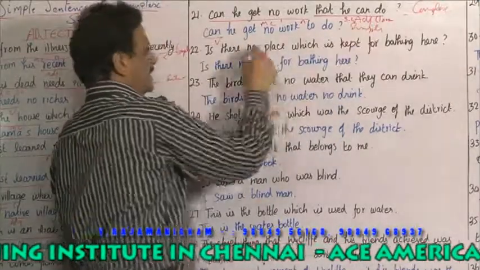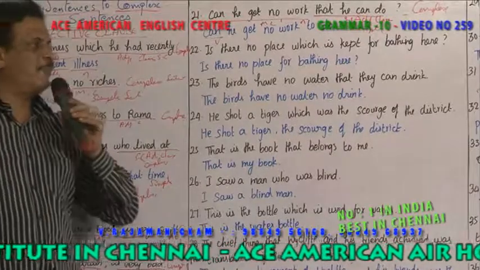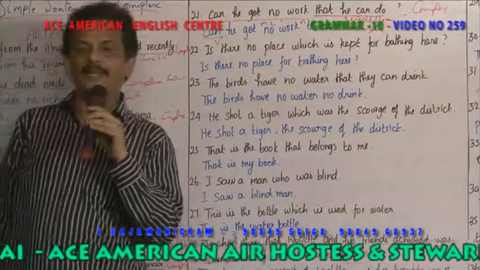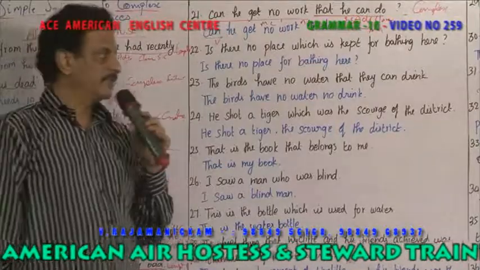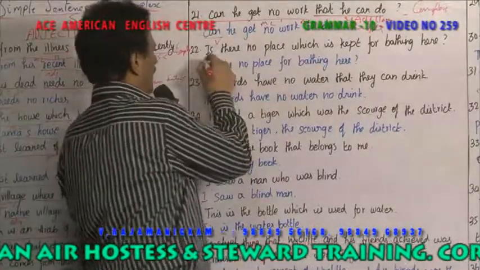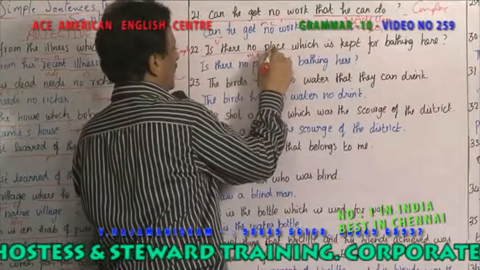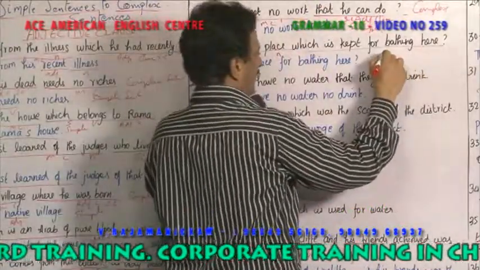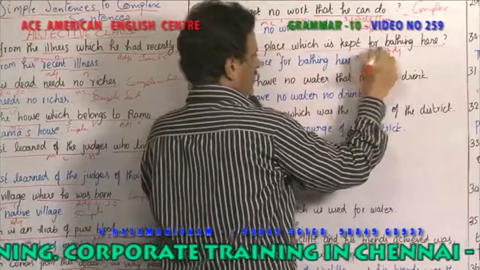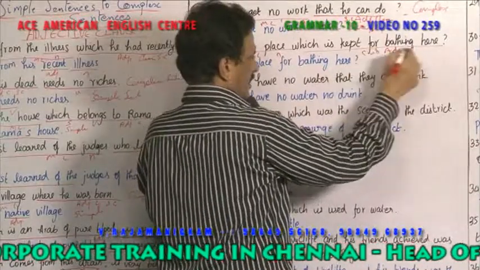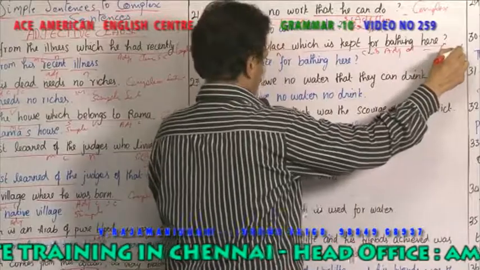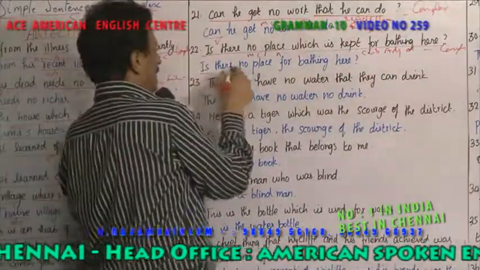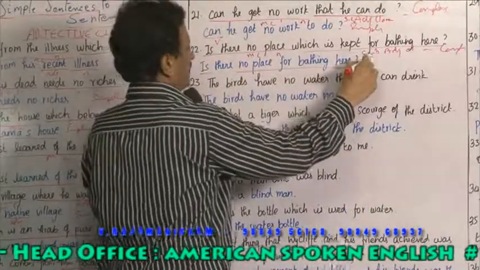And next, is there no place which is kept for bathing here? Anybody, could you tell me which is the adjective clause? Is there no place is the main clause. The place is the noun. The place is described by which is kept for bathing here. So, this is an adjective clause, and this is a subordinate clause, so a complex sentence. How do you change it into a simple sentence? Is there no place for bathing here? So, is is the single verb, so it becomes a simple sentence.